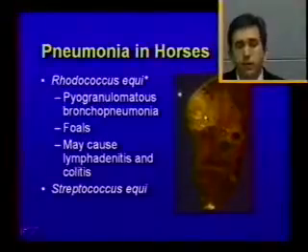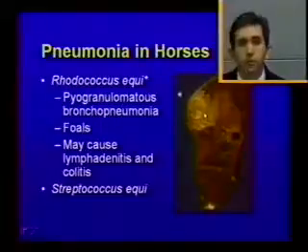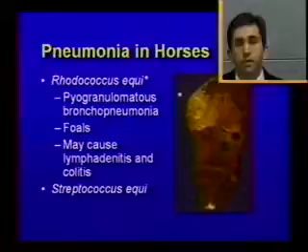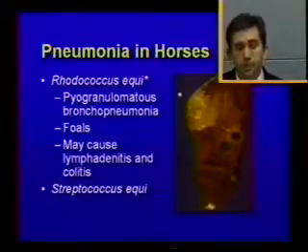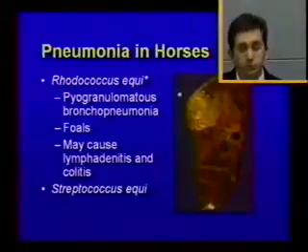but it doesn't affect all of the lung equally. So you may see a nodule here, a nodule there, but not this anterior ventral pattern that we saw in the shipping disease and the bovine respiratory disease complex. This tends to be more of a discrete nodule within the lung, and they can be multiple.